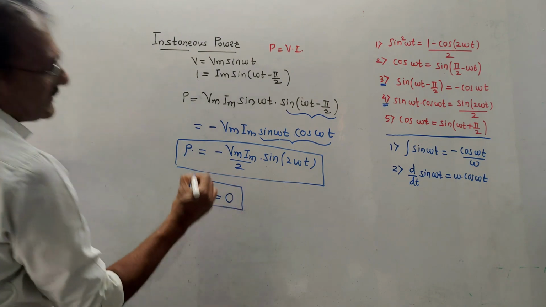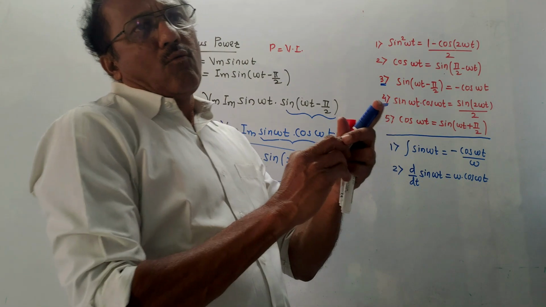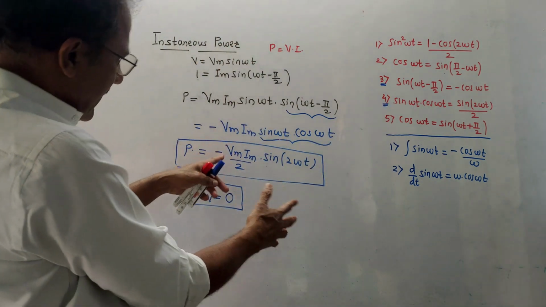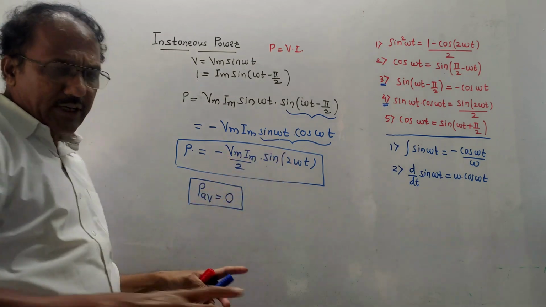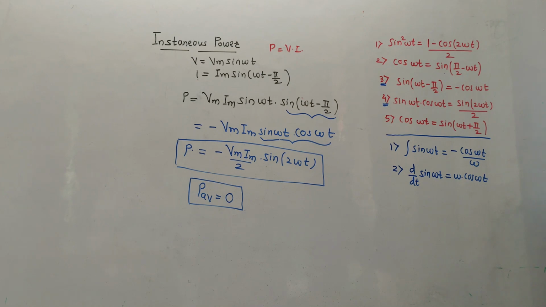One more logical reason: if you are integrating a sine wave or cosine wave for one complete cycle, the answer of integration is 0. But remember it like this: there is no constant term, so average power is equal to 0. This is about the derivation of power for a purely inductive circuit.